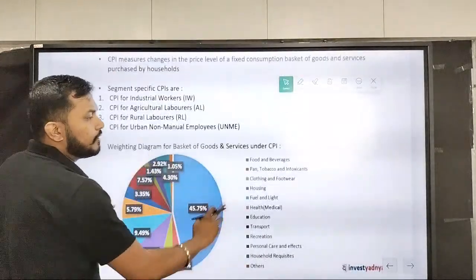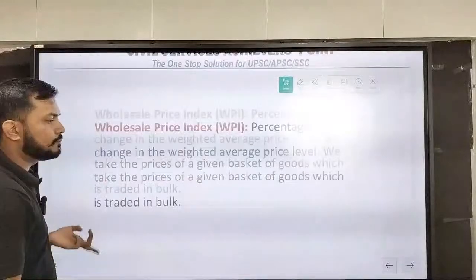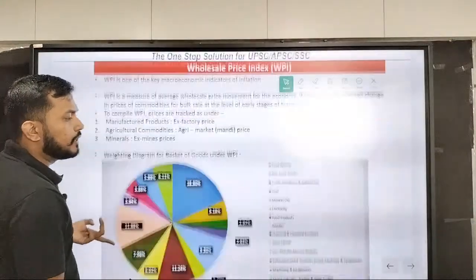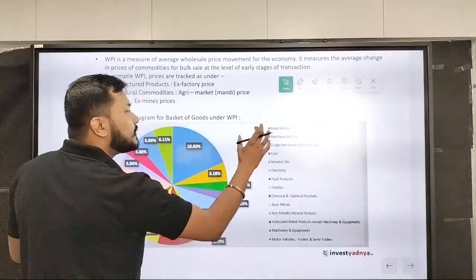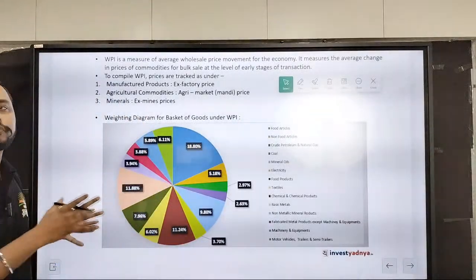So what are these? Finished products, consumer goods, foods and beverages and all these things. And what are those? They are basically food articles, which are one of the parts of the producer level. So these two define what we can say about inflation.